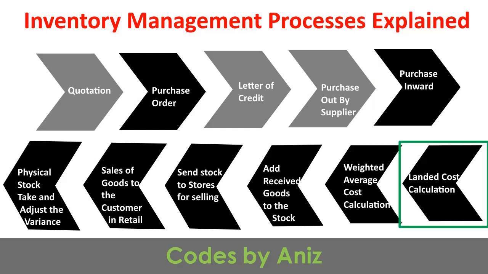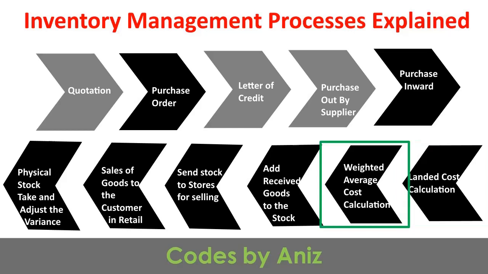After the purchase inward, the accounts department makes the landed cost calculations by adding the loading charges, unloading charges, taxes, insurance and other charges. After completing the landed cost calculation, the weighted average cost is calculated by the software. This is very important because this weighted average cost is involved in the calculation of GP. GP means gross profit. We will see more about GP in the upcoming videos.